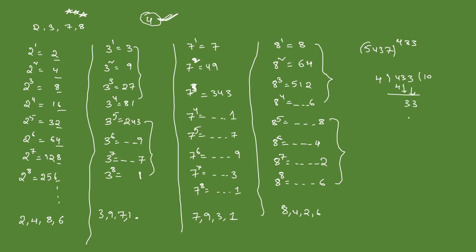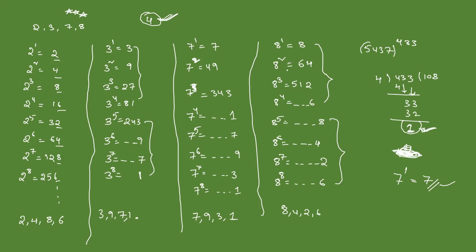So one more 3. I'm taking 4 8s are 32. What is the remainder I am getting here? 1. So now you need to take 7 power 1. What is the remainder I got here? 1. So 7 power 1. What is the unit digit here? 7. So our answer becomes 7.